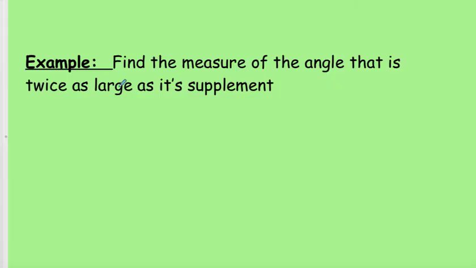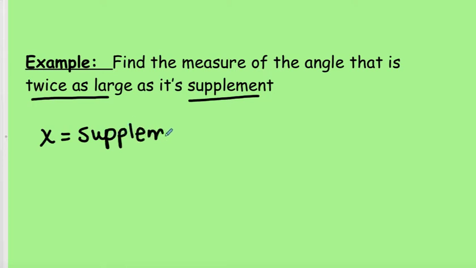They can get harder if it's a word problem where you have to use your algebra. So in this case, it says, find the measure of the angle that is twice as large as its supplement. All right, so here's what I like to do. I like to give a variable, okay? So I'm going to let x equal the supplement. And then 2x, because it's twice as large, 2x would be the other angle.